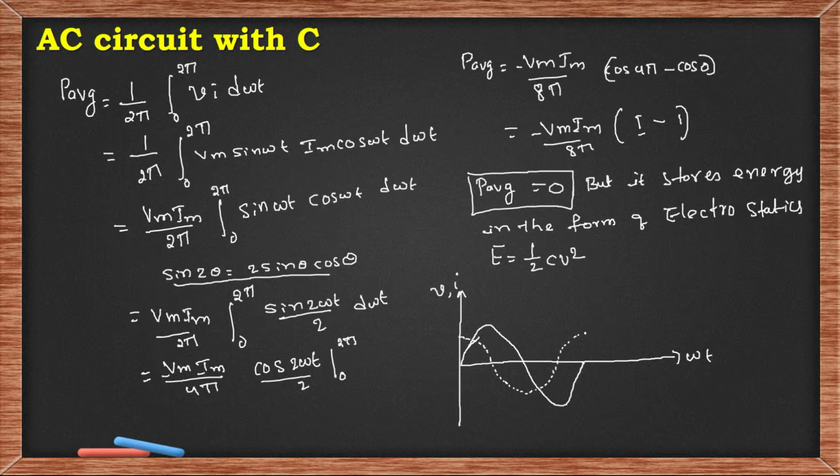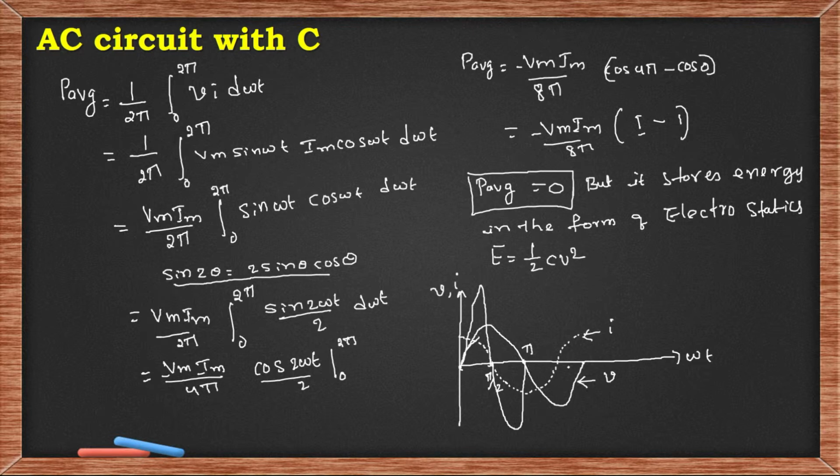Okay, this is current I and this is voltage V. Between 0 and pi by 2, the voltage and current are both positive, so we get that positive lobe of the power here. Then between pi by 2 and pi, the current is negative and voltage is positive, so I get that negative power lobe.